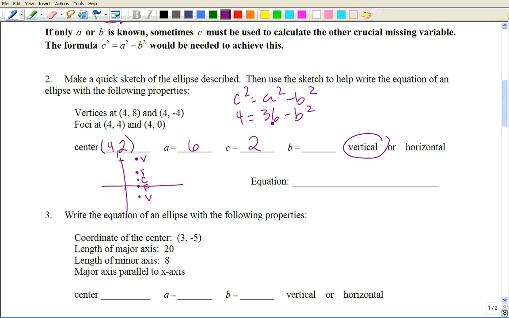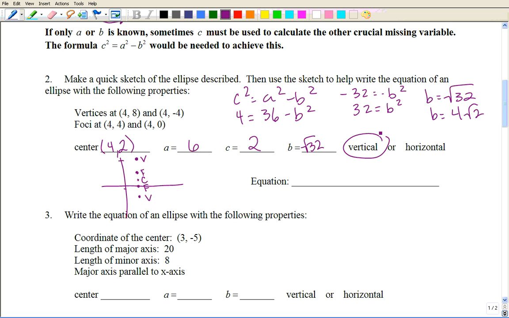So if I subtracted the 36 over, we would get negative 32 equals negative b squared. So 32 is b squared, and then b would be the square root of 32. If we wanted to simplify that, 32 is the same thing as 16 times 2, and the square root of 16 is 4. So that would be 4 times the square root of 2. Either way, b is the square root of 32, or 4 square roots of 2.